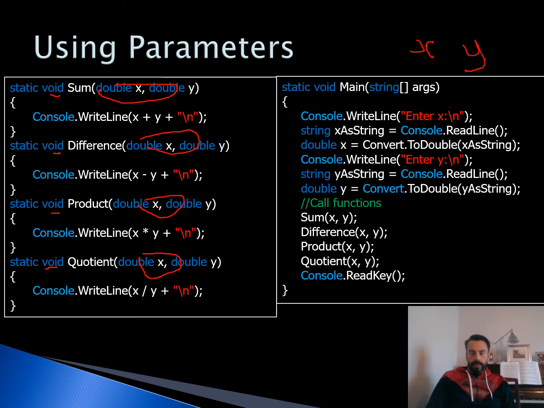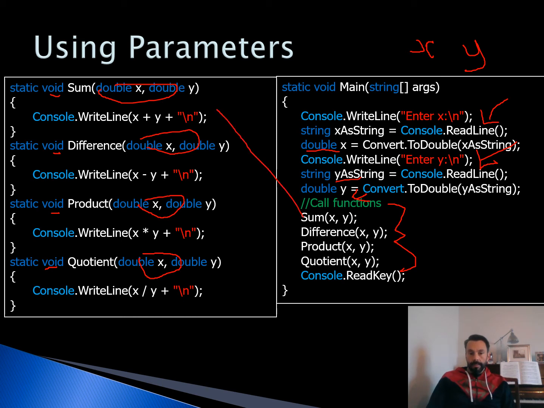And a Y. Okay, so you're specifying that. Enter an X here. You're converting that to a double. Enter a Y here. You're taking that in as a string, converting it to a double. And then look at all this. This is great. You're entering these parameters to all these different functions.